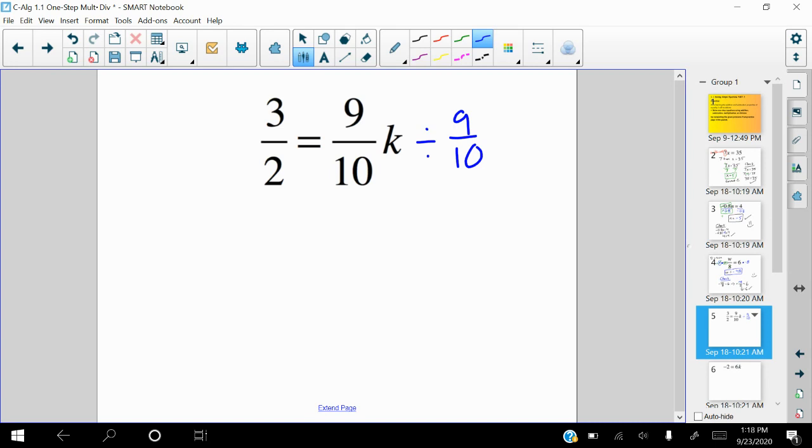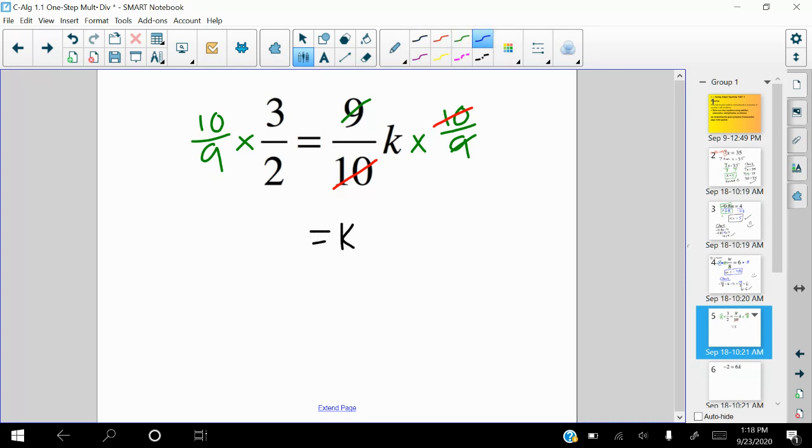But think back to when we divide fractions. What really happens? We don't divide, we multiply. And we use what's called the reciprocal. So we multiply by the reciprocal, that fraction that is flipped. Well, we can simplify this. 9 cancels out with 9. 10 cancels out with 10. So we're just left with k.